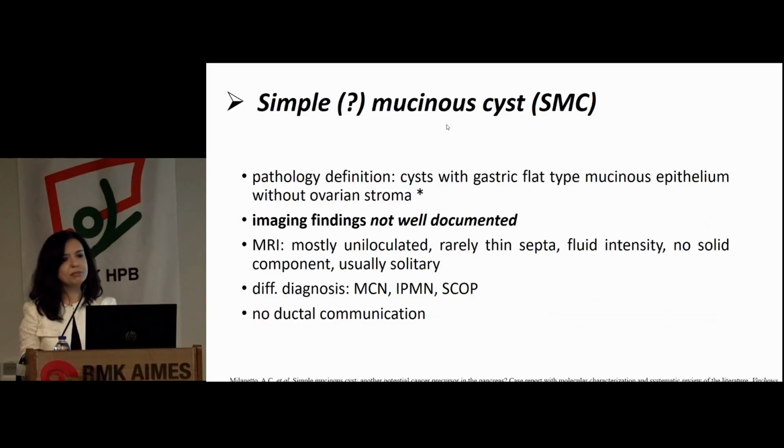Let me mention simple mucinous cysts. They are defined pathologically as cysts with mucinous epithelium without ovarian stroma, different from the MCN. Again, the imaging findings are not well documented yet. They don't have unique imaging features. Different from SMCs, they may have septa inside. They are usually solitary, and we won't see any ductal communication. In the differential diagnosis, one should consider MCNs, IPMNs, and SMCs because they have similar imaging features.